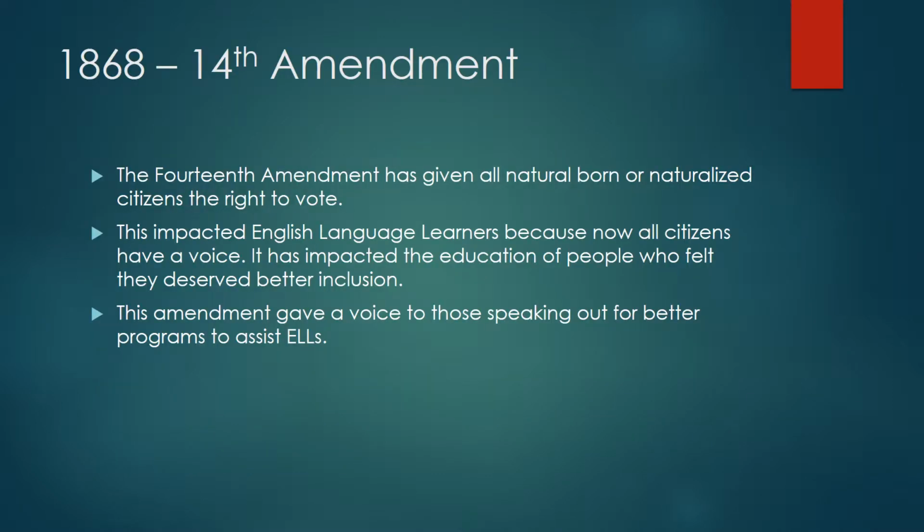Okay, so first we'll start off in 1868 with the 14th Amendment. We all know that the 14th Amendment gave all natural born citizens the right to vote. It extended from those who owned land, and it provided the opportunity for all men to share their voice to vote. This is important in ELL development because it gives voice and opportunity for those who advocate ELL programs, and allows them to vote for matters they believe are important.